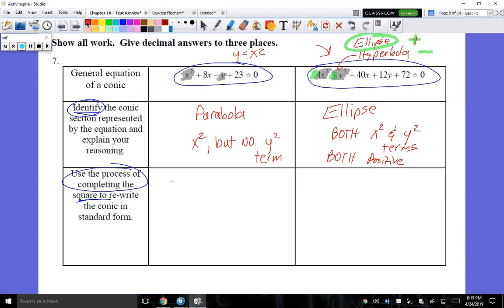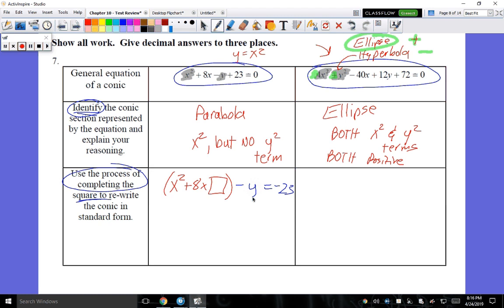Okay, so let's get all of our x's together. Leave a space to complete the square. Okay, let's move the constant over to the right side, which is going to become a negative 23. Let me clean this up just a little bit. So we'll say negative 23 is on the right side. And then this minus y is just going to stay here for now.